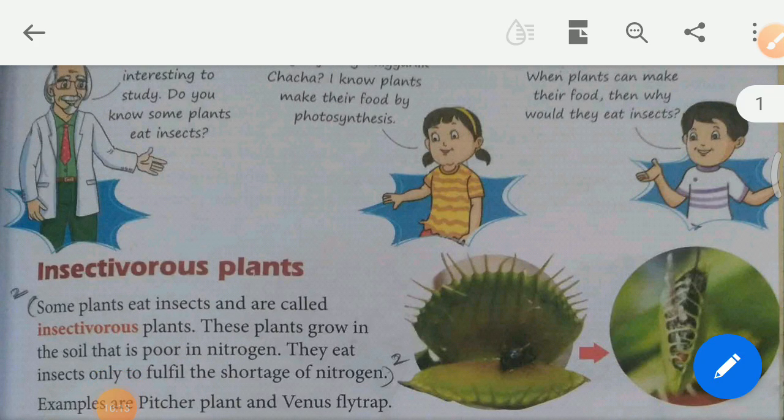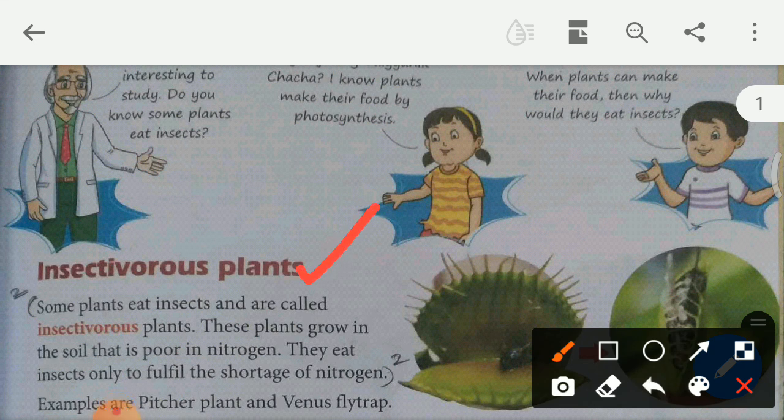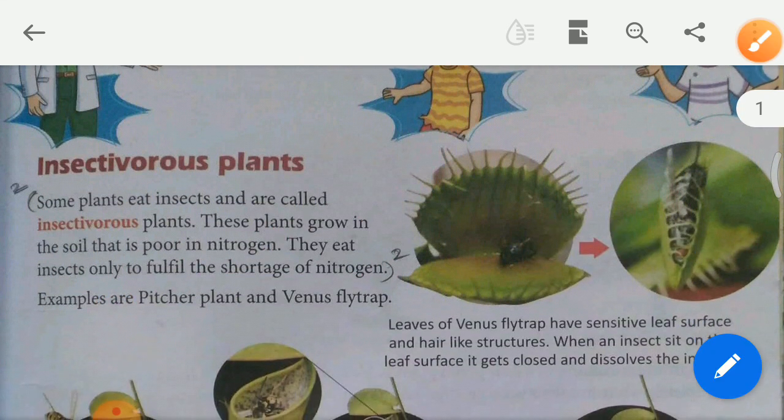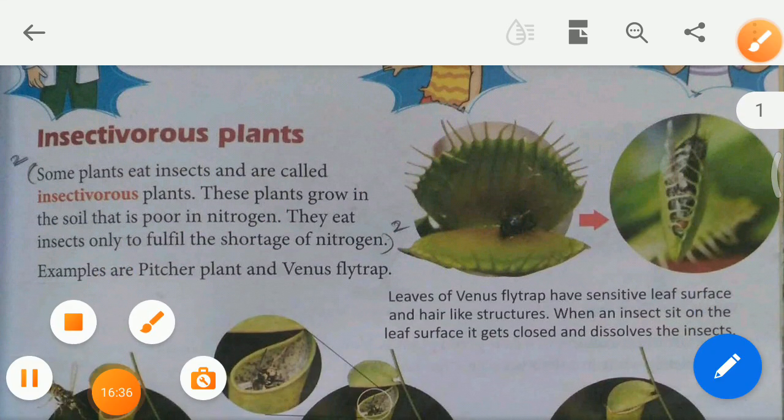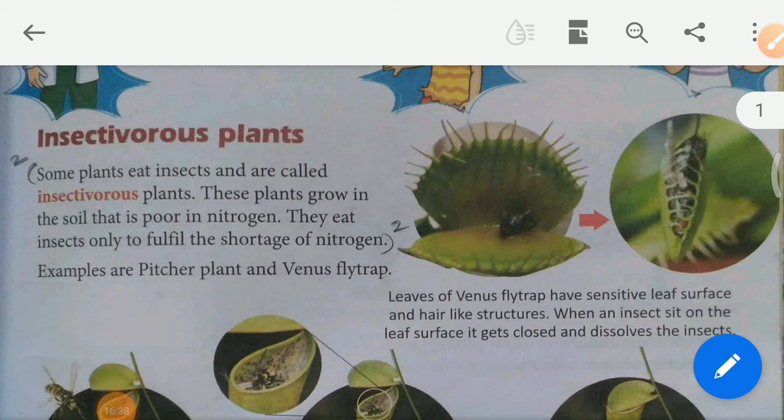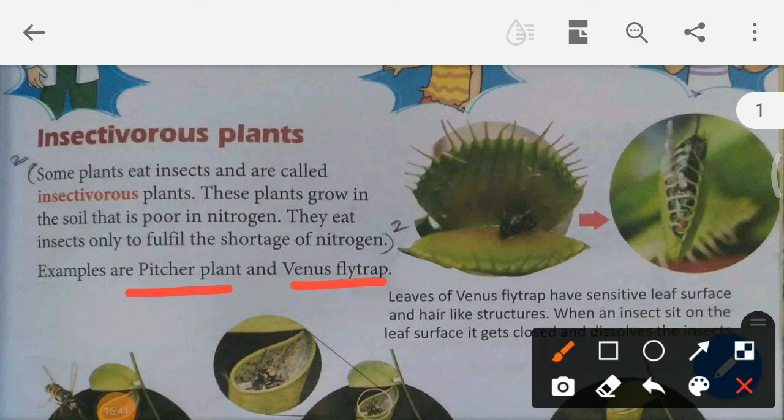So look here, this is your book content, and the first one is insectivorous plant. So the plants that eat insects are called insectivorous plants, and they grow in nitrogen-poor areas to fulfill the shortage of nutrition. Examples of insectivorous plants are pitcher plant and Venus flytrap. See here, this is a Venus flytrap. When an insect sits on this Venus flytrap, it traps the insect.